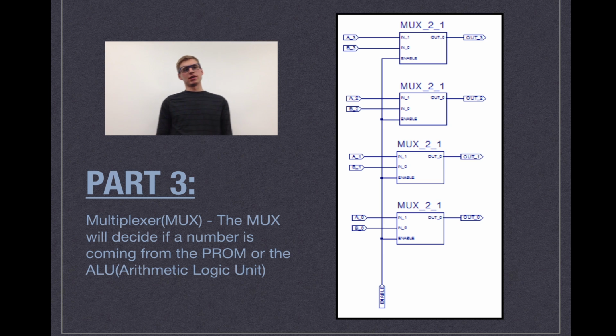The next component in our processor is called the multiplexer, or for short, the MUX. What the MUX will do is really simple. It will choose between a 4-bit number from the PROM or a 4-bit number from the ALU, which is short for Arithmetic Logic Unit, and we'll talk about it later. It will output one of those numbers.